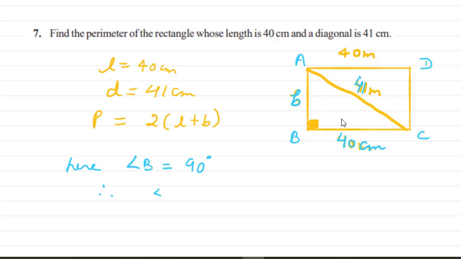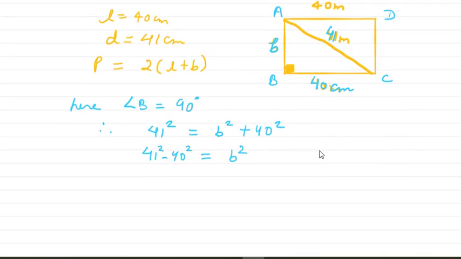Therefore, you can write that 41 square will be equal to B square plus 40 square. So now you can find out: 41 square minus 40 square will be equal to B square, and then you can simplify it. The square of 41 is 1681, minus 1600 equals B square. So here B square will be 81.